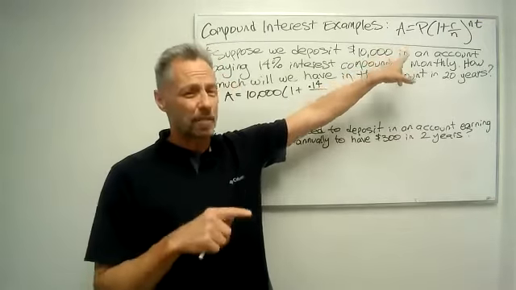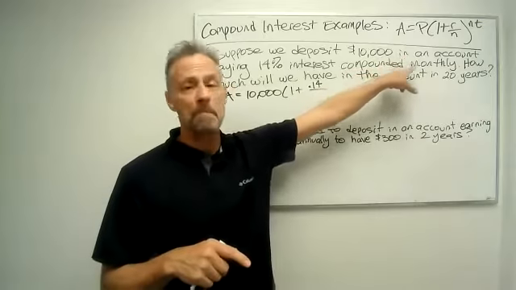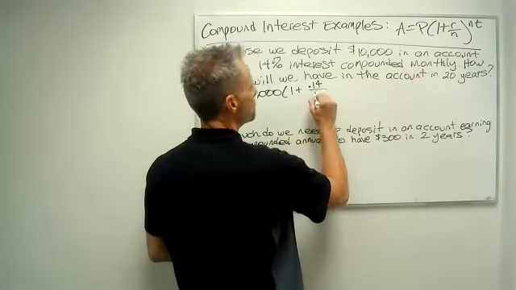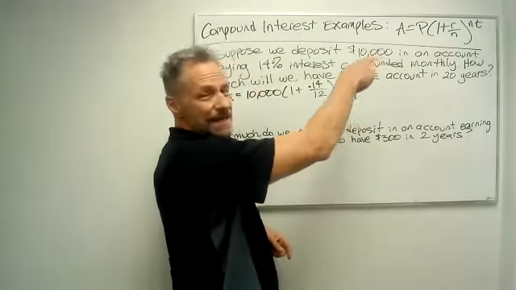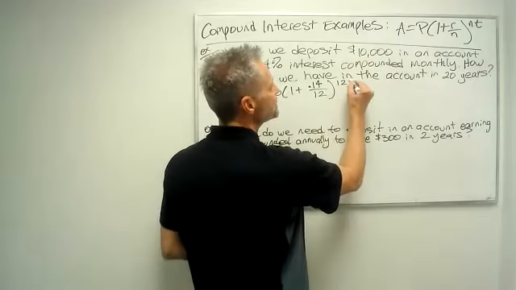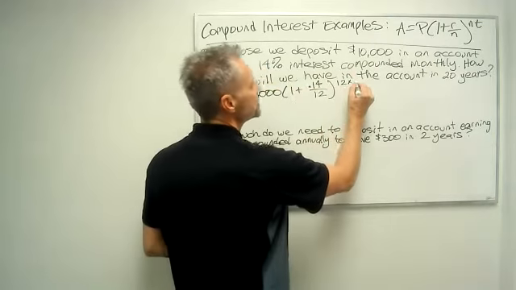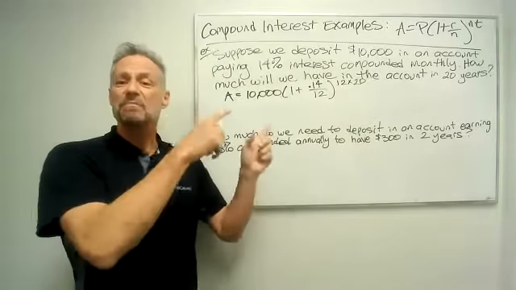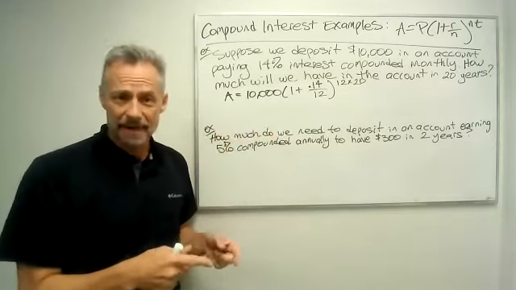So N is the number of compoundings per year. They said it's compounded monthly. Well, there's 12 months in a year, so N is 12. And it's raised to the N times T, so N is still 12 times T, which is the time, which is 20 years. That's my formula. That's what I'm going to plug into my calculator.